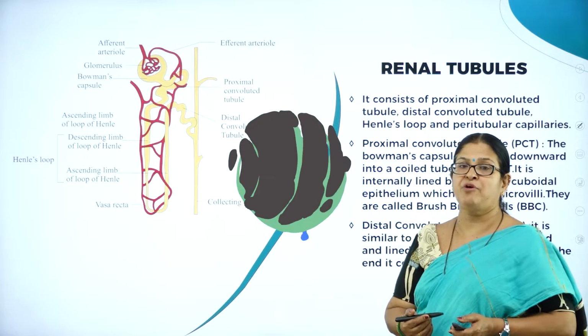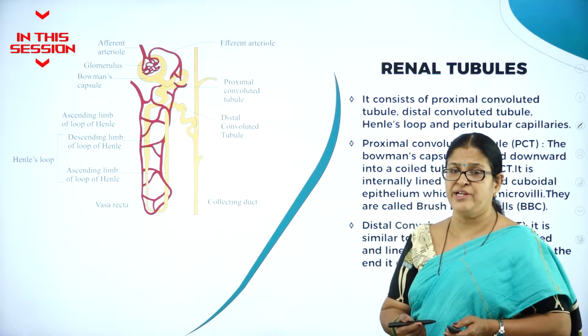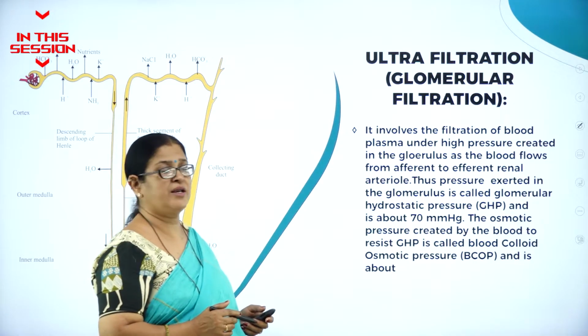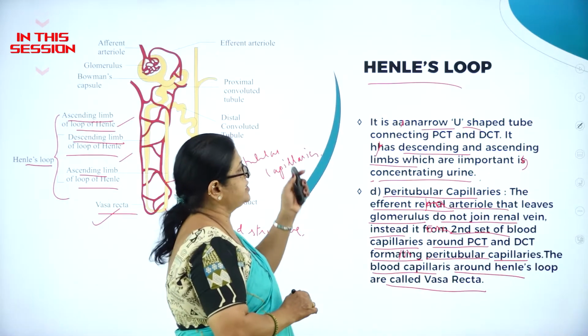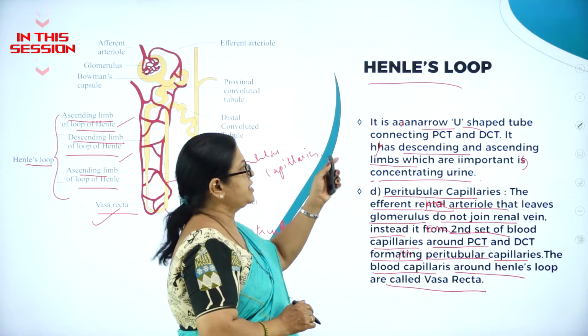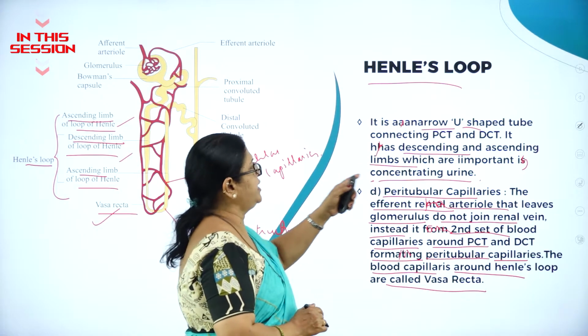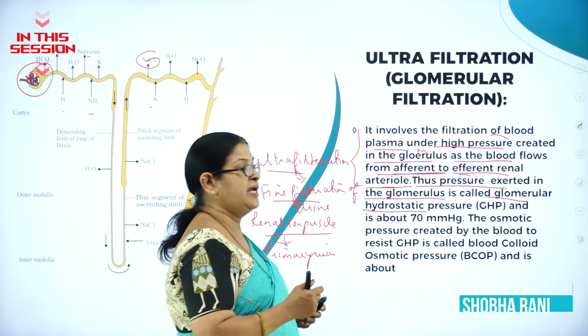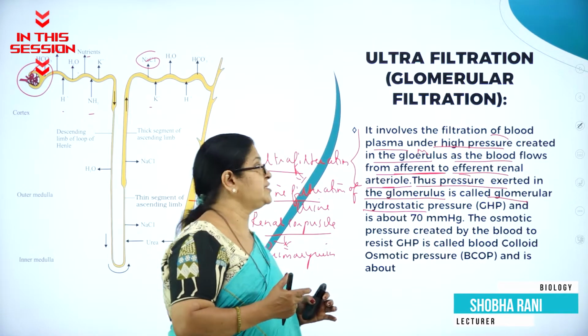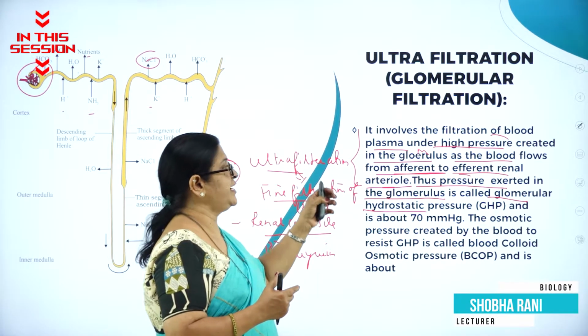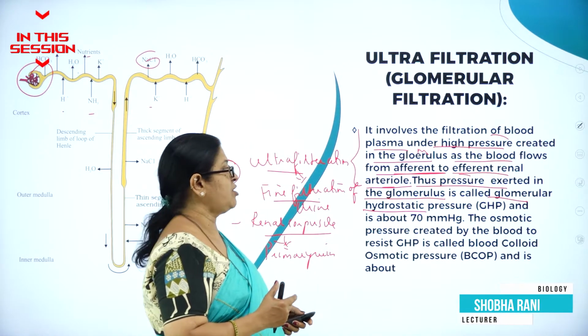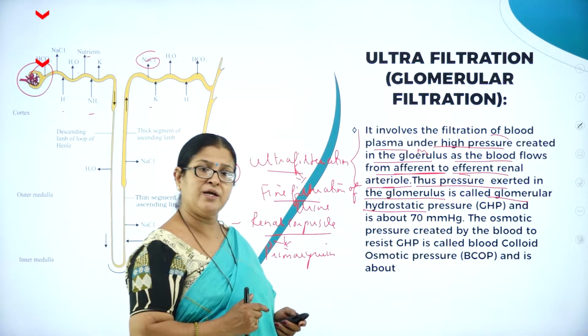Each kidney is made up of millions of structural units called nephrons. Ultrafiltration is also called glomerular filtration. Henle's loop is a narrow U-shaped tube connecting PCT and DCT. The pressure that is exerted in the tuft of blood capillaries due to the high pressure created in the glomerulus is called glomerular hydrostatic pressure.